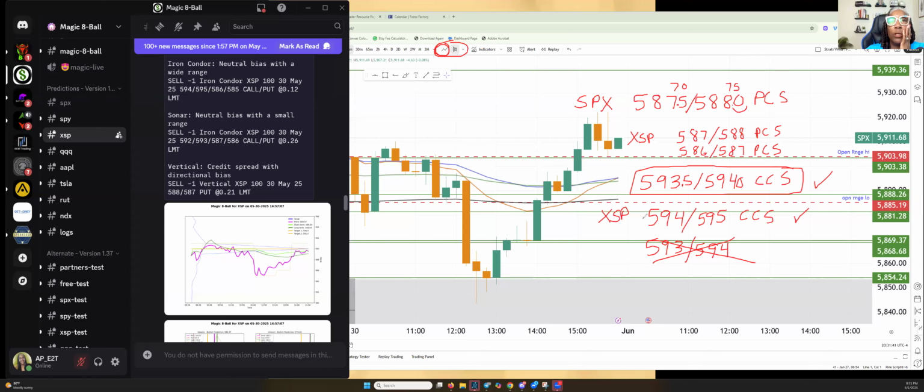Okay. And as we trade in, the hardest part about XSP though is you can't wait too long in the day because the premiums dry up. But we can't get too early in the day because price is moving. So it's a little dance. We're doing the little dance.